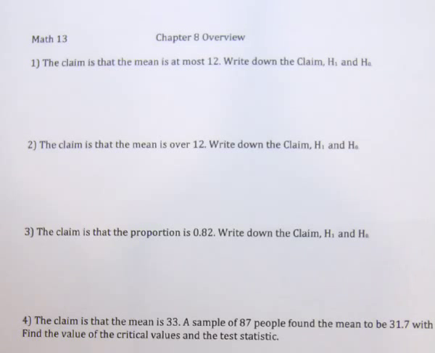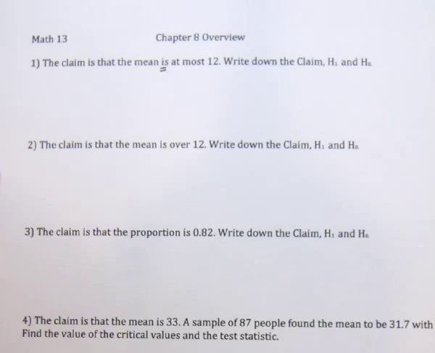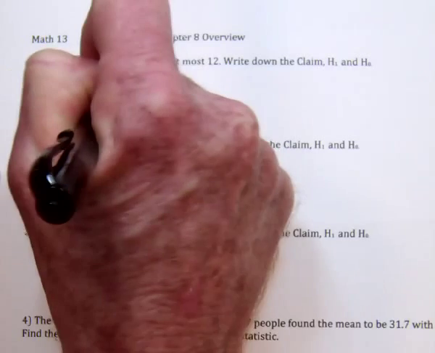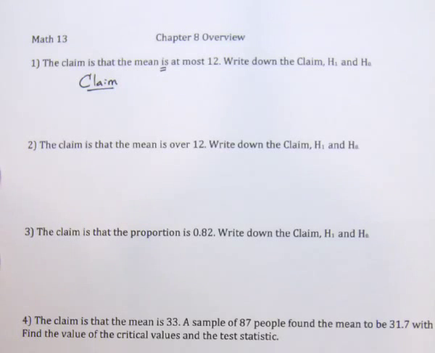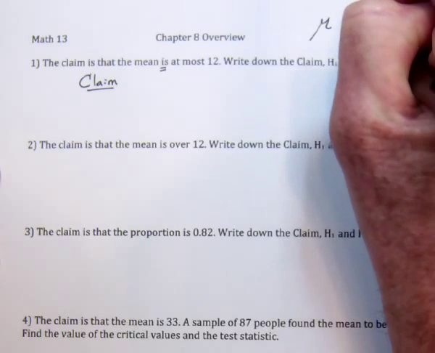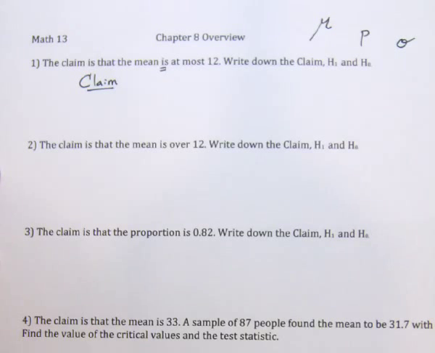So first of all, test the claim that the mean is. So that is going to say equals. And there's three things we need to write down. One is, what is the claim? And in this chapter, the claim could be about a mean, it could be about a proportion, or it could be about a standard deviation.